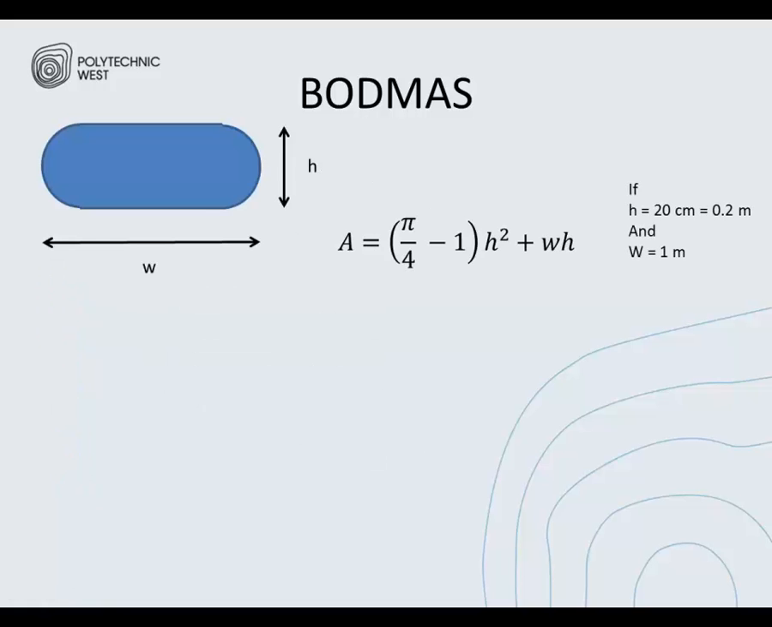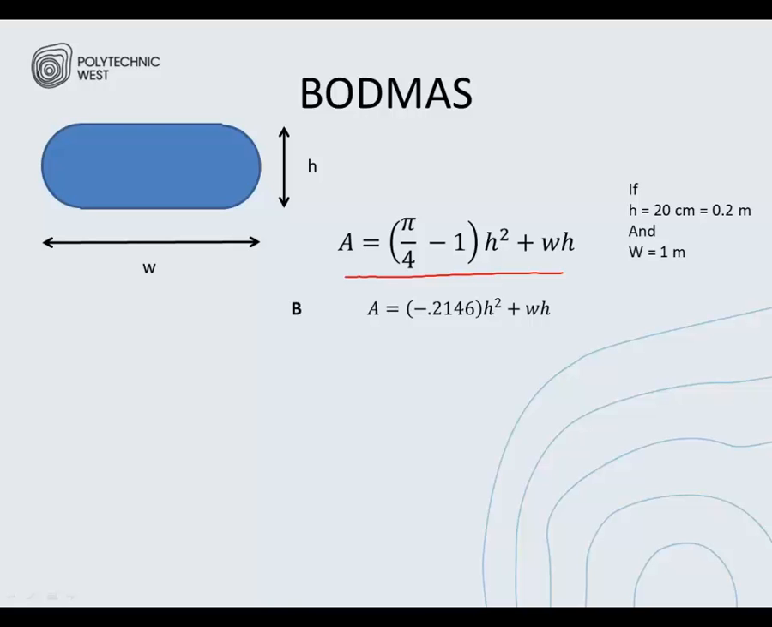Here I've got an example. What I'm doing is I've got an air duct, and it's this shape. And the area for that type of air duct, the equation is given here. Now I know that the height is 20 centimeters or 0.2 of a meter, and the width is 1 meter. To do my air volume calculations, that's the volume of air that will flow down this duct, I need to find out the cross-sectional area of the duct. So I'm going to substitute in.